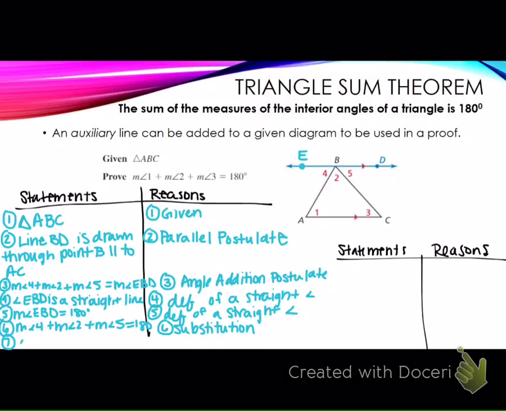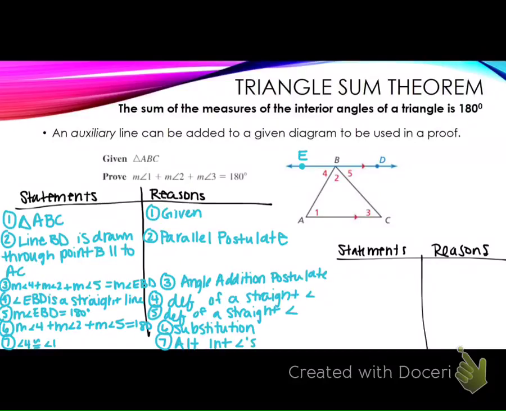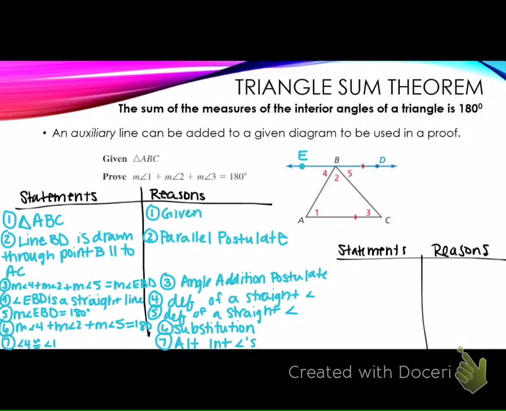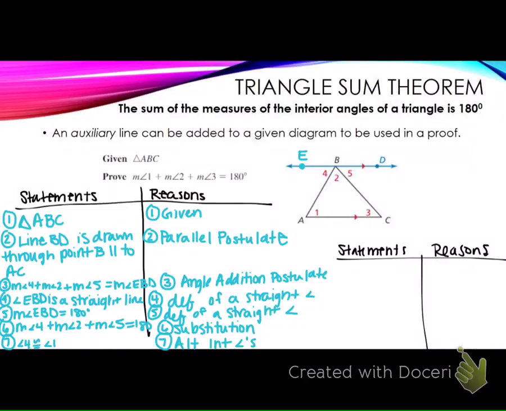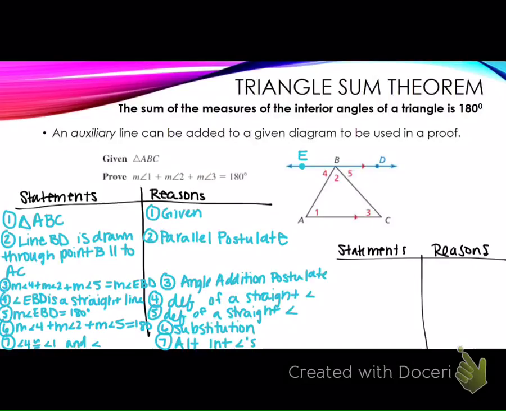So angle 4 is congruent to angle 1 because of alternate interior angles. What other two are alternate interior angles? We'll do it in the same step. What is 5 alternate interior to? Do you see that 5 and 3 are on opposite sides of the transversal in between the lines? So I'm going to put that all in the same step. And angle 5 is congruent to angle 3 because they are alternate interior angles.